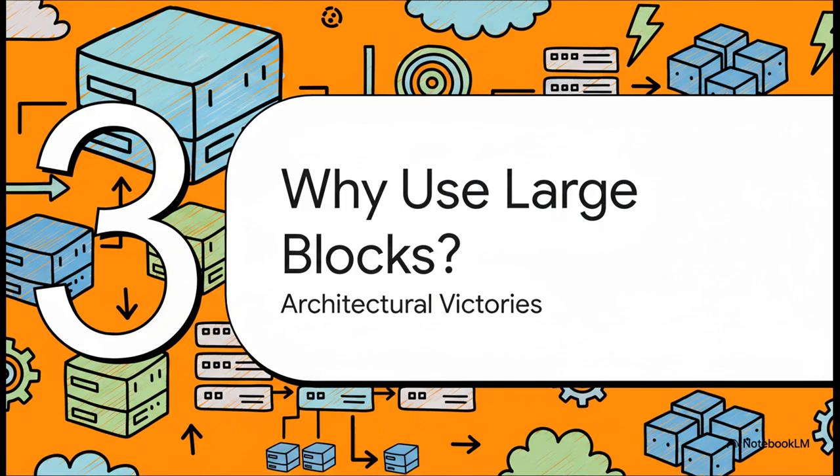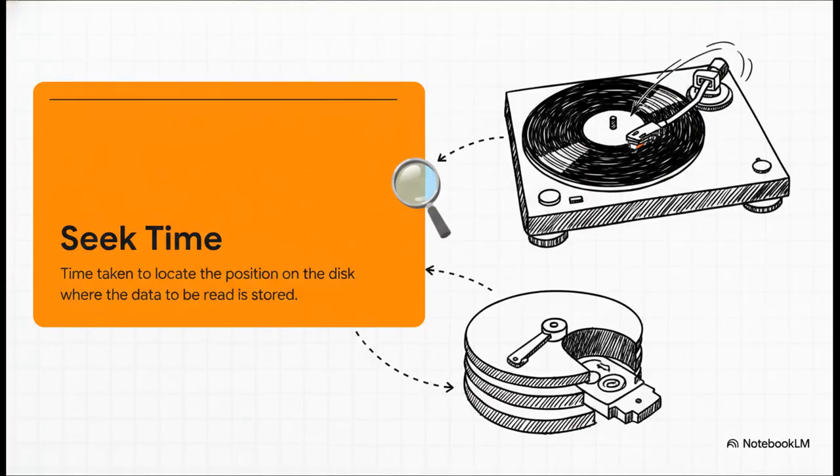Which brings us to Section 3, Why use large blocks? Let's look at the 3 major architectural victories of this design. The first big victory is all about reducing seek time. Seek time is literally just the physical time it takes for a hard disk head to locate the exact position where your data is stored.